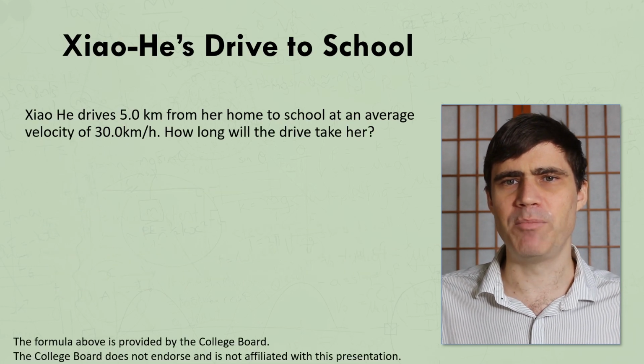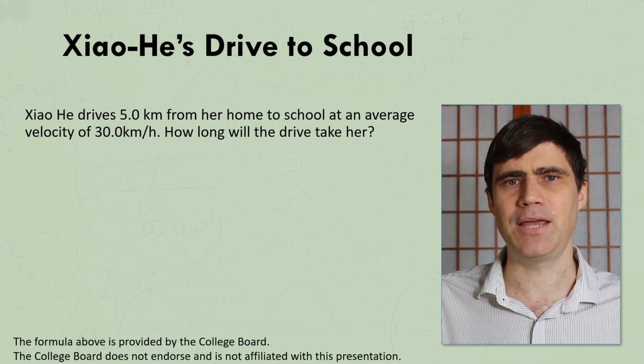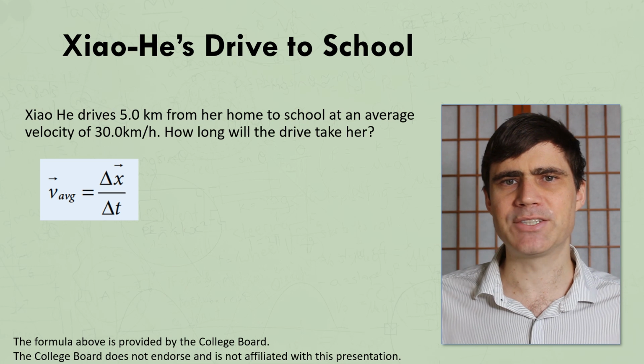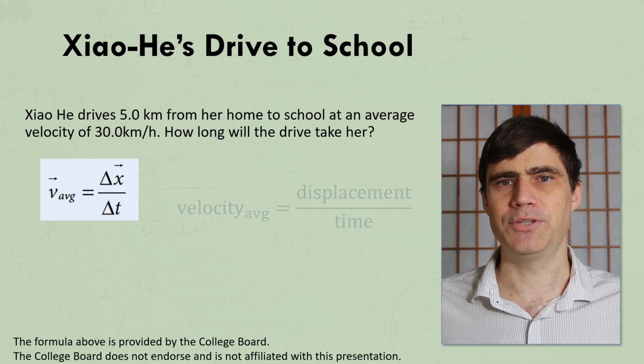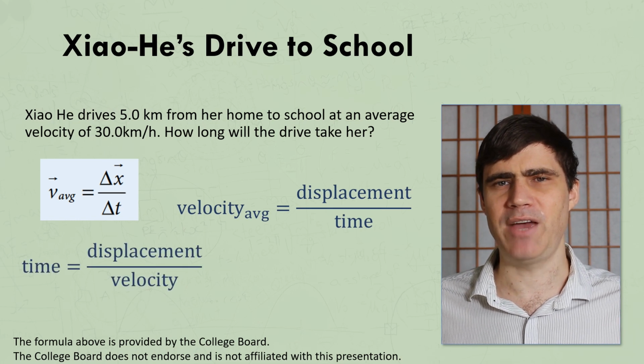Xiaohe drives 5 kilometers from her home to school at an average velocity of 30 kilometers per hour. How long will it take her? Here's the formula from the AP equation sheet. The arrows above the x and v just mean that they're vectors, which we'll cover in another video. So, in other words, average velocity equals displacement over time, so time equals displacement over average velocity.